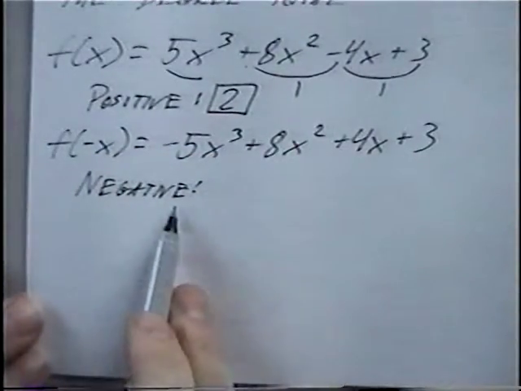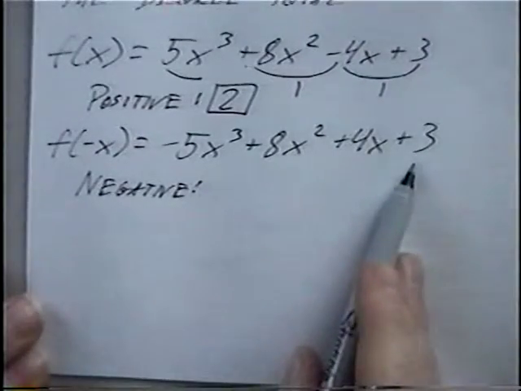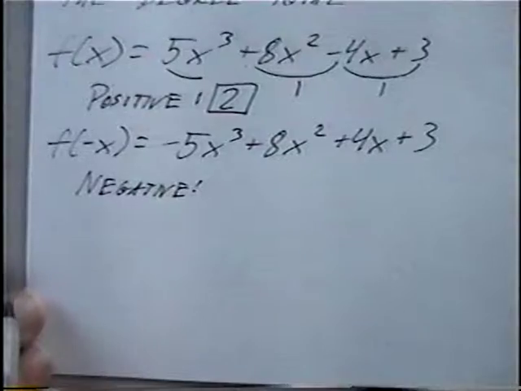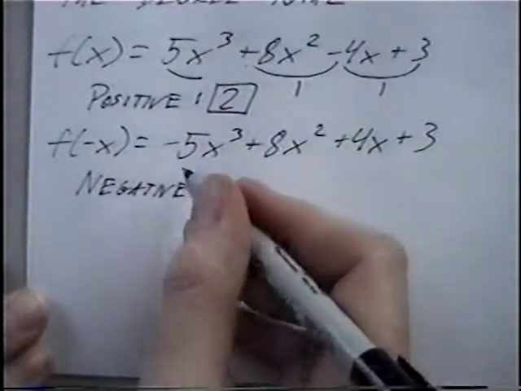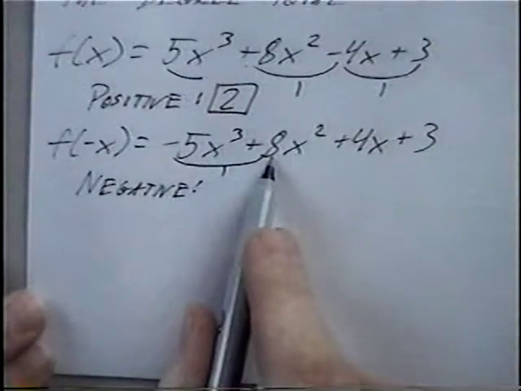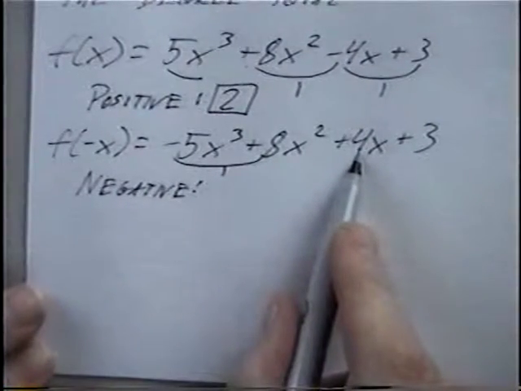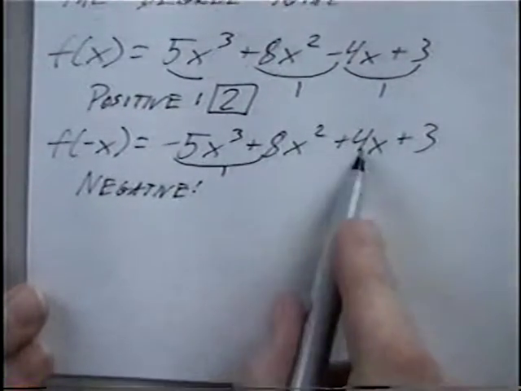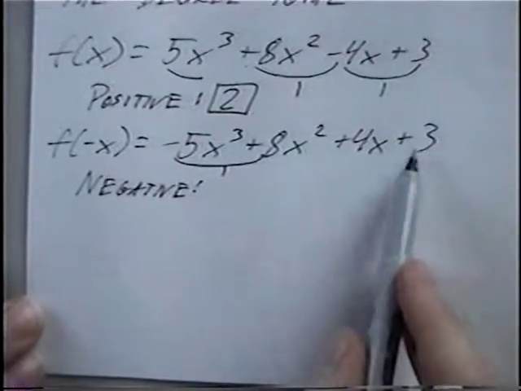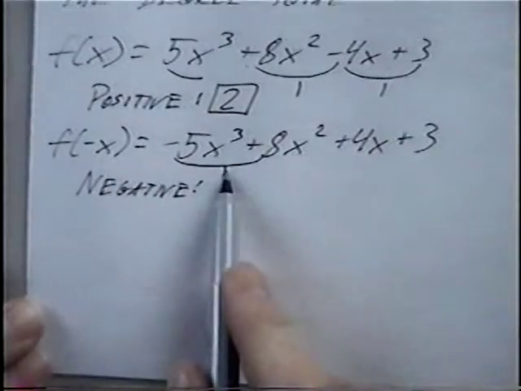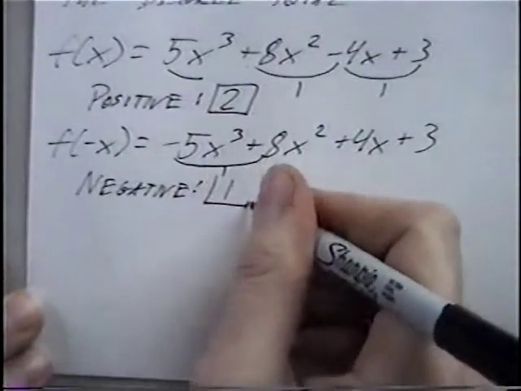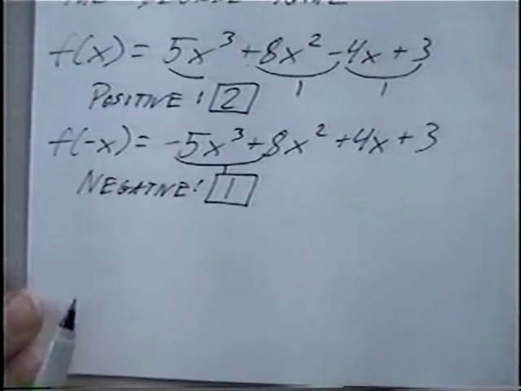How many negative zeros are there? Again, count these sign changes, how many times it goes from negative to positive or positive to negative. Negative 5 to positive 8 would count as one sign change. Positive 8 to positive 4 does not count, two positive numbers. And also positive 4 to positive 3 does not change. So there's only one negative, one number that is negative that results in a 0 for this function.